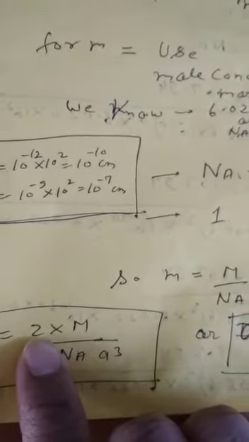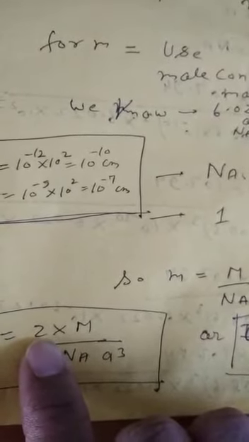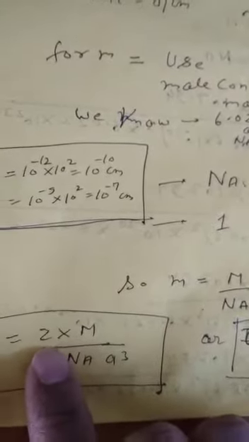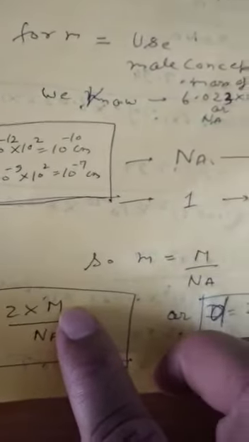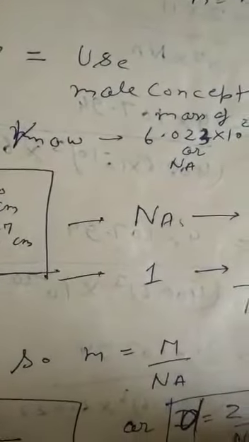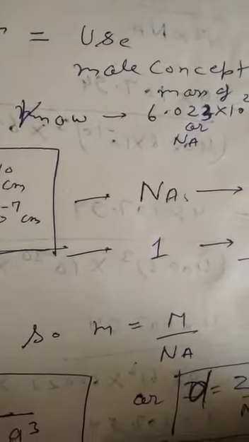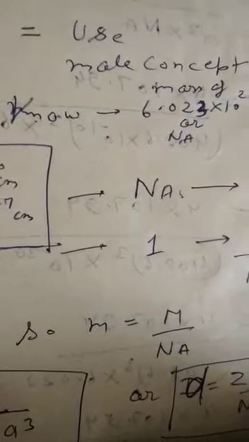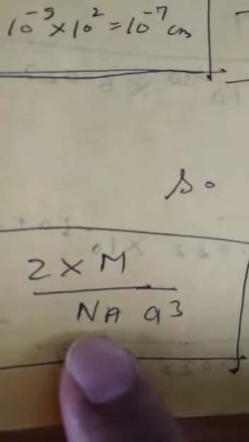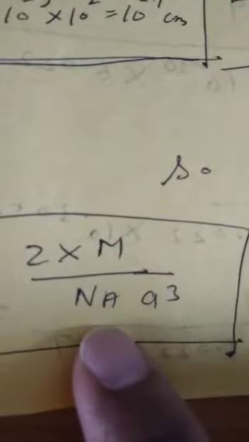And if you have FCC, the value of Z is 4. We already calculated that in previous lectures. Now M is the molar mass. Suppose you take an example, sodium. For sodium 23, that is 23 gram per mole. That is the molar mass, or you can say the gram atomic mass of sodium. Now, Na is the Avogadro number, 6.022 or 6.023 into 10 raised to power 23.